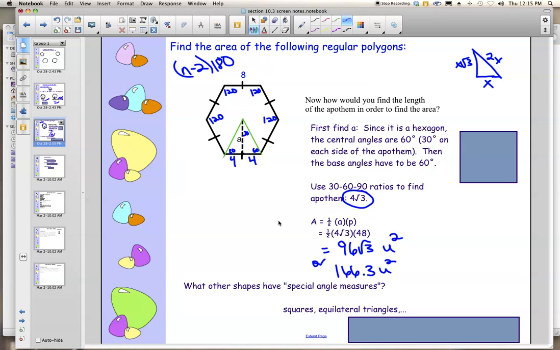Other shapes might create special triangles too, not only the hexagon. Squares, when you draw them in, will create 45, 45, 90. Equilateral triangles, when you draw in the apothem, will create 30, 60, 90 triangles as well. So you can see how we're using those special right triangles to find the lengths that we need in order to find the area. The area formula itself, the 1/2 AP, is not difficult, but sometimes it's harder to find the A and the P values than it is to actually find the area.